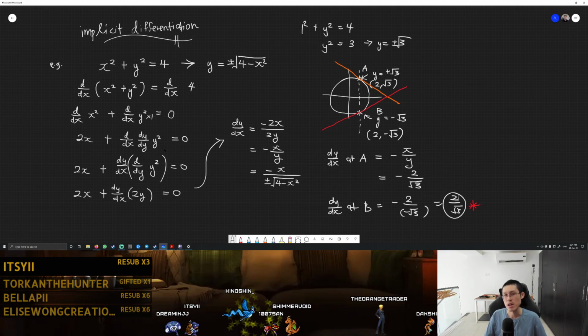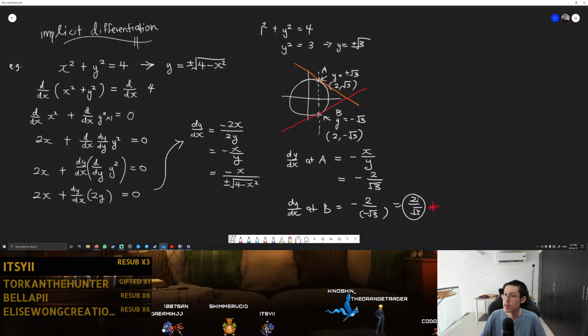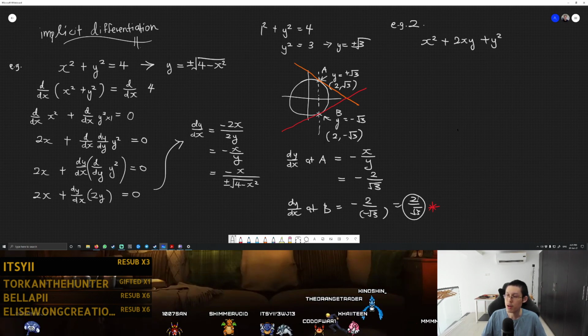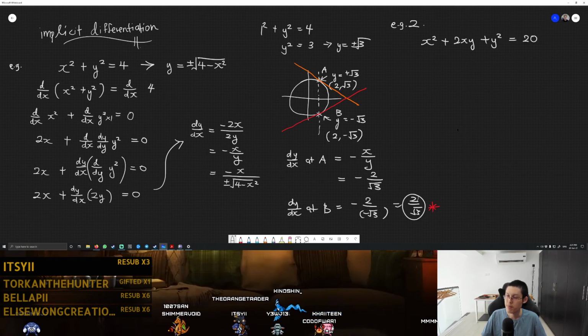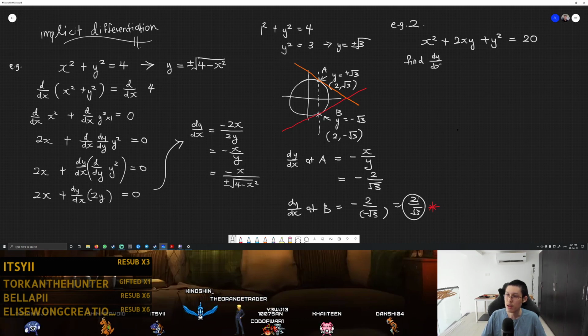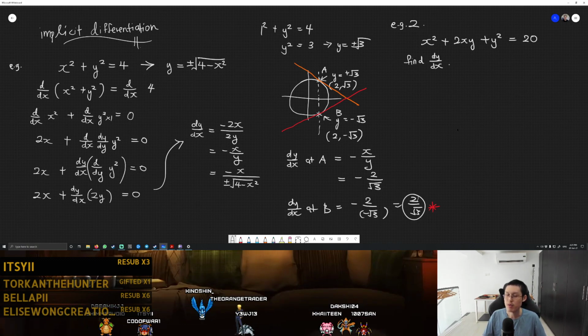Let's try a different example. Moving on, so example number 2. Let's say we have x squared plus 2xy plus y squared equals 20, and I want to find dy/dx. Okay, so first things first, we're going to differentiate both sides with respect to x.